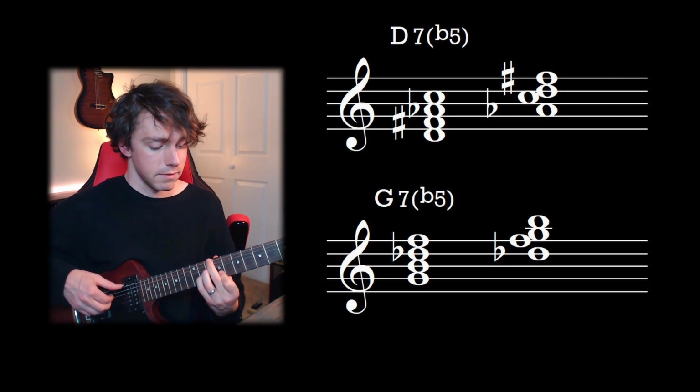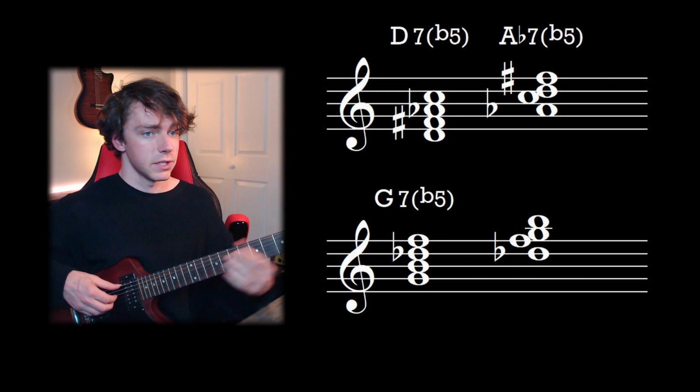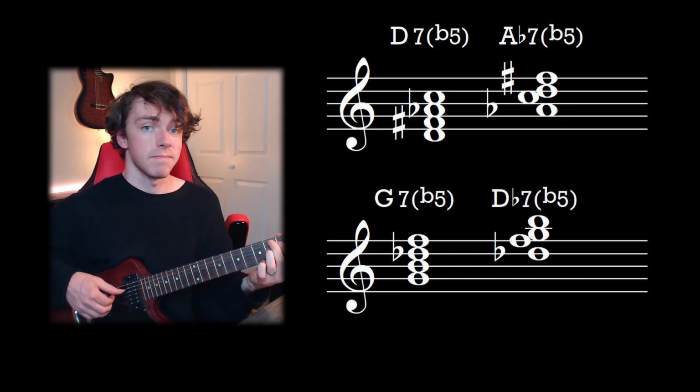D7 flat 5 is the same as A flat 7 flat 5, and G7 flat 5 is the same as D flat 7 flat 5. They have an inherent symmetry not totally unlike augmented chords or diminished seventh chords. It's sort of like they have a tritone substitution baked right into them, if you know what that is. I won't go into it, I've talked about it in other videos.